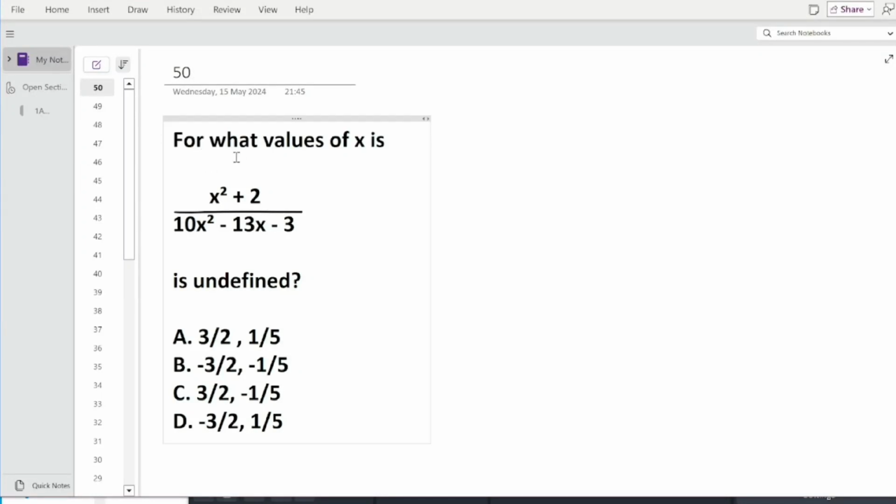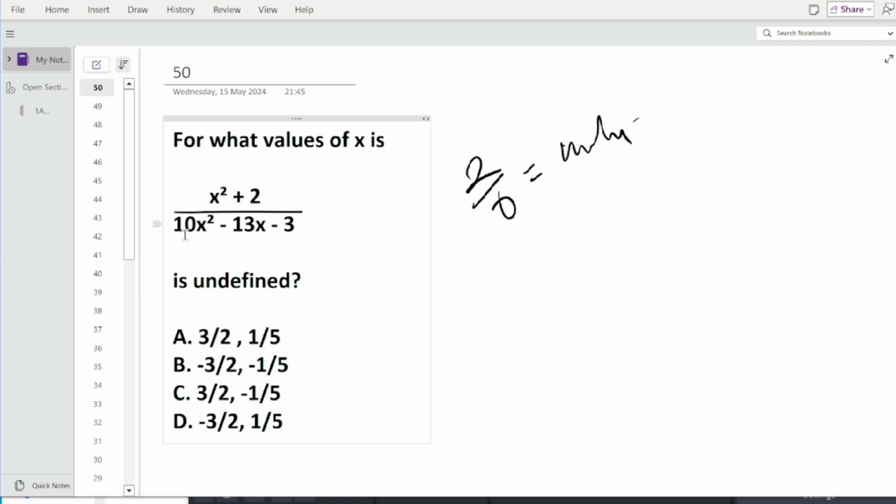Question 50. For what values of x is (x squared plus 2) over (10x squared minus 13x minus 3) undefined? When they use the word undefined, that means we should find a way of getting the denominator, the value of this algebraic expression below, to be 0. Now let's look for values we can substitute for this x that will give this denominator 0, like saying 2 over 0 with your calculator is undefined.